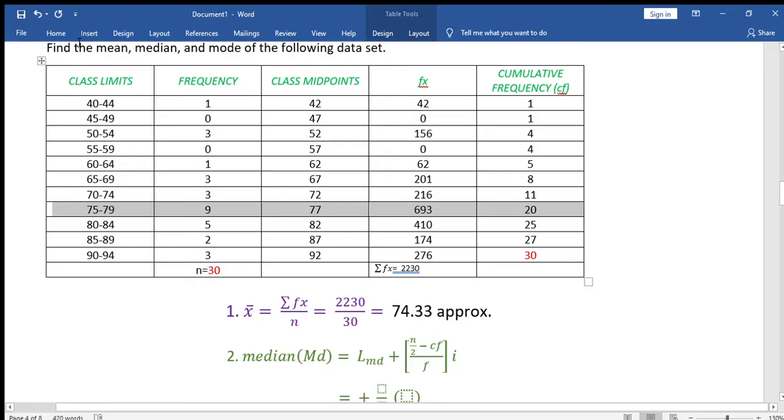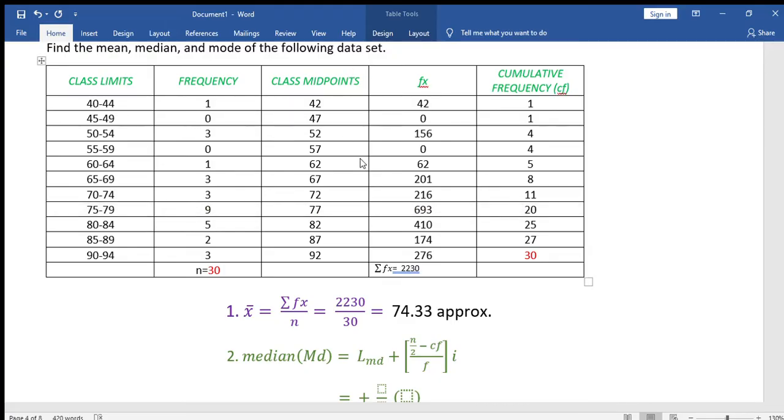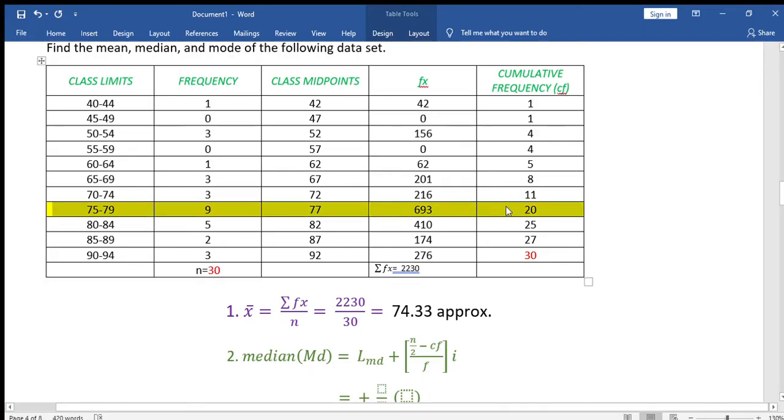When we say median class, that is the class limit where the median belongs. Okay, so let us try to put that mark. Let's make it color black. Then let's say, color yellow. So this is our median class. I'll put here median class. Wait. No, that's the median class. I need not to write it. It will disturb our table. Okay, so this is our median class.